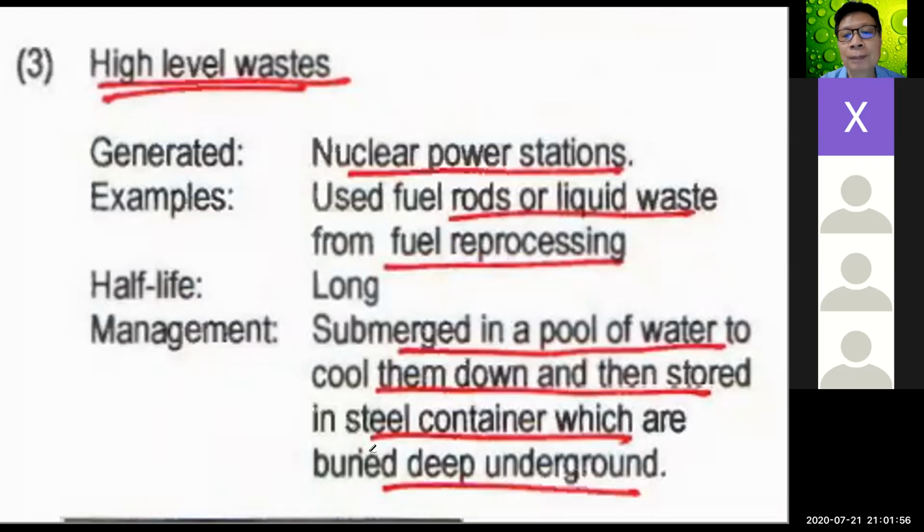Then bury deep underground. This one must be taken very deep inside and then put underground. These are the SOP. All countries must follow them when you want to use nuclear energy. One day, if our country uses that, we also need to follow all these SOP.